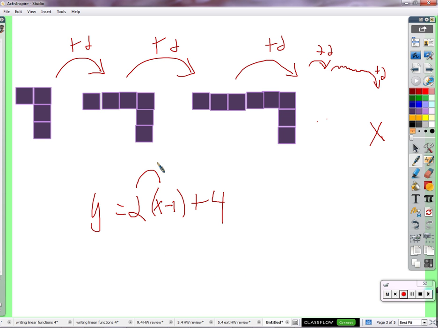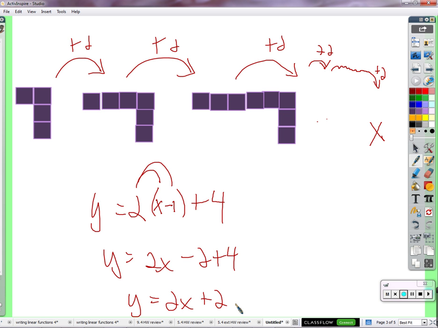Or I could distribute the two. y equals 2 times x is 2x. 2 times negative 1 is negative 2. There's a plus 4. And we get y equals 2x plus 2. How else might I come up with this formula? What's that? Start at figure zero. If you started at figure zero, you would have come up with this as the first formula you came up with. But you can also distribute the two in here and come up with the same thing.